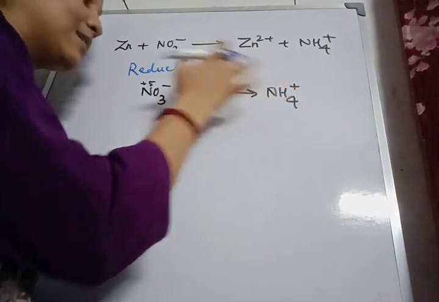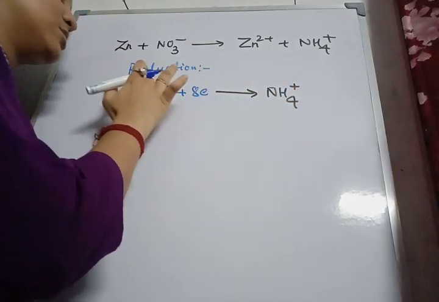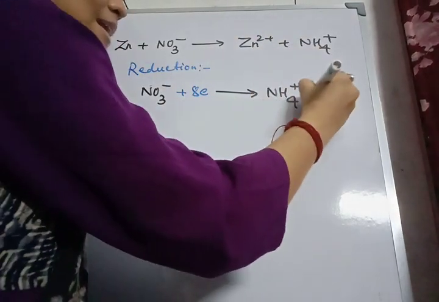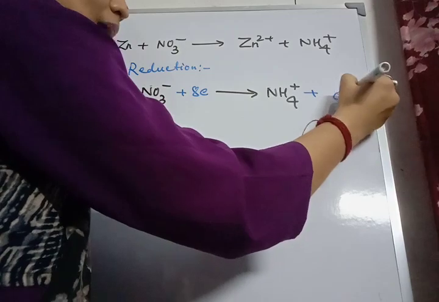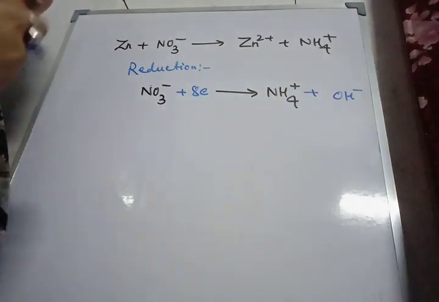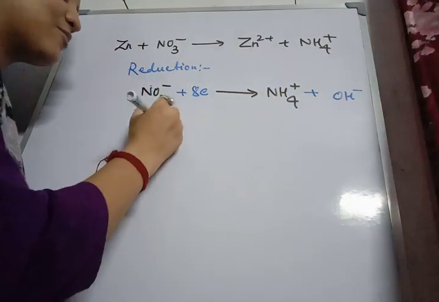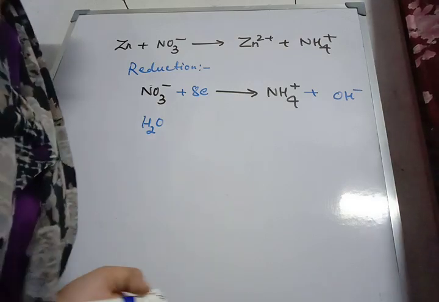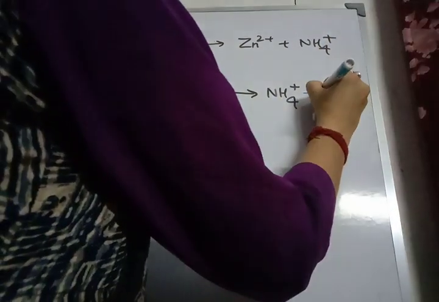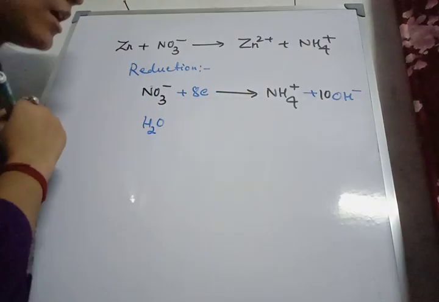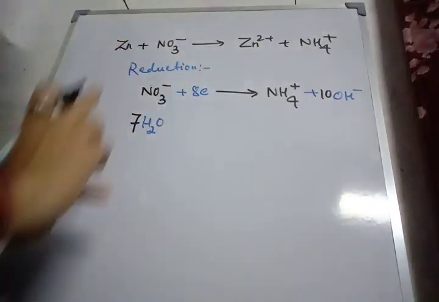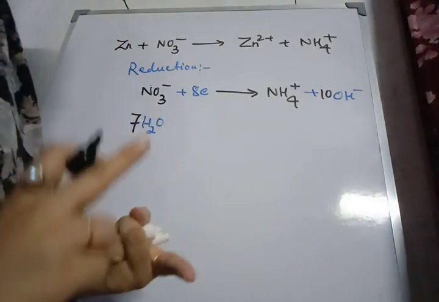Now I will be balancing this equation with respect to the charge. So I have to use the medium. Since it's a basic medium, I'll be adding hydroxyl ions on the right hand side as it contains positive ions, and water on the left hand side. To balance the charge on both the sides, I will be multiplying hydroxyl ions by 10 and water by 7. Now this entire equation is balanced charge wise and atom wise.